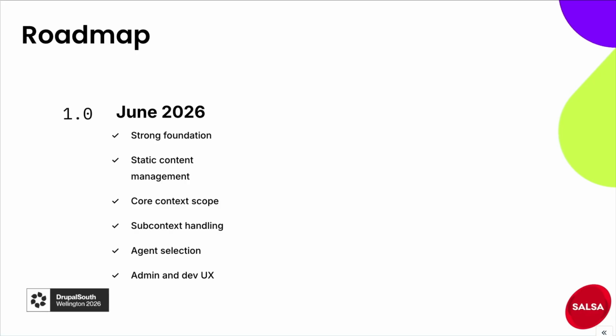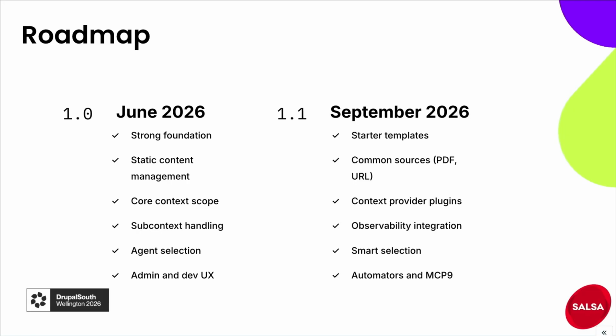I'll also very quickly talk about the roadmap. As I said, Beta 2 was just released on Monday, and this is the roadmap to June 2026. The aim is to do a 1.0 release, which will have all of these, and in September, the aim is to do a 1.1 release. One of the very important things in this one would be that you can actually import context using PDFs and URLs, etc., which I think would be a very good thing to do. So if you have a PDF of your brand guidelines, you can just import that, and it creates context out of that.